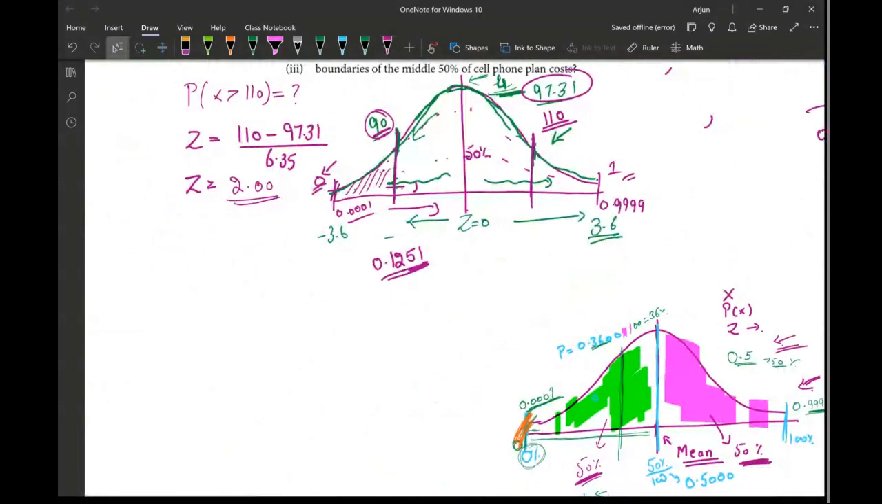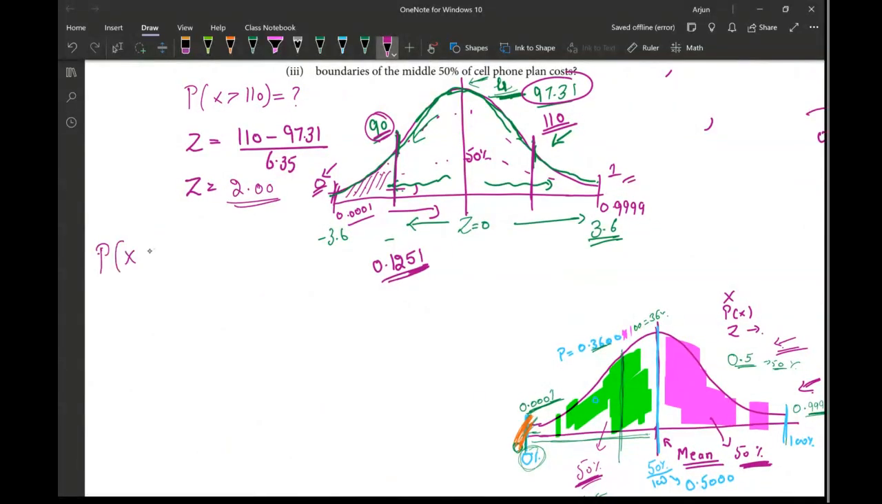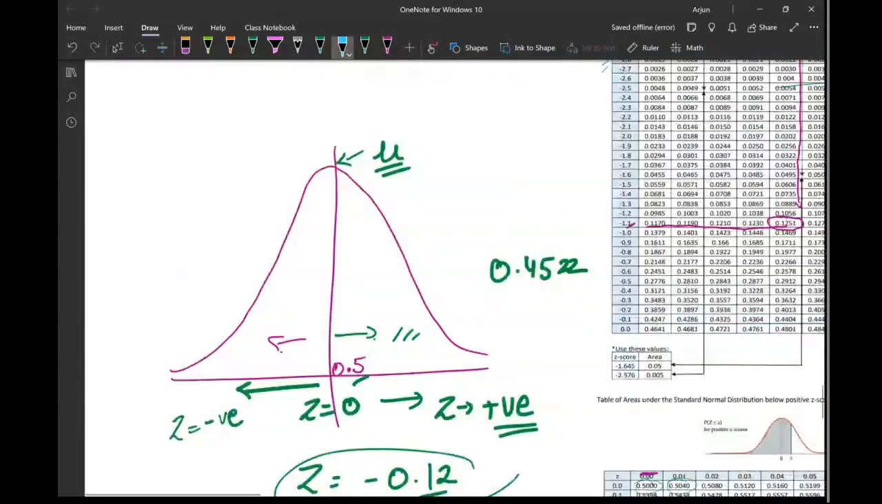So probability for x greater than, we are looking for greater than 110. That's what we are looking for. So we are looking for this section, and what we figured out is this section, because as I told you in the last lecture, probability always starts from the left and moves towards the right. So the number which we figured out, 0.9772, I guess, let me quickly recheck that number.